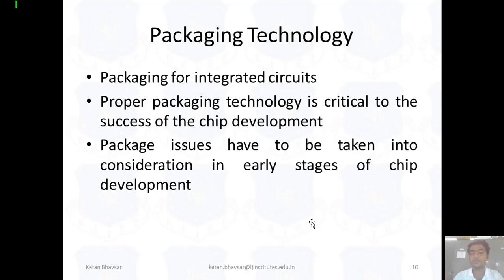Package issues have to be taken into consideration in the early stage of chip development. Whenever you start to design any product and you require a compact design style, you have to choose a specific packaging technology as per your requirement. Like, if you have to make a compact chip, then you have to go with the quad chip. If you go with the DIP, then ultimately your size will be increased.